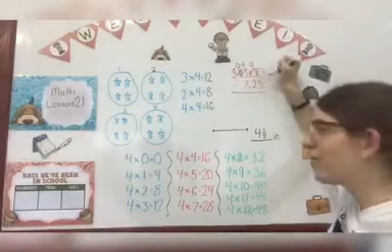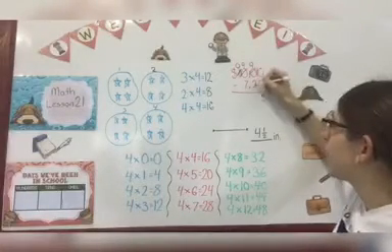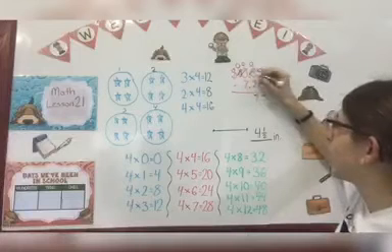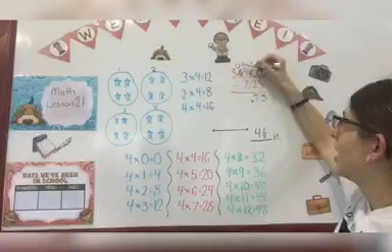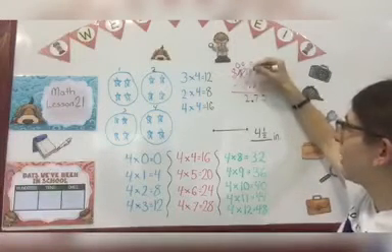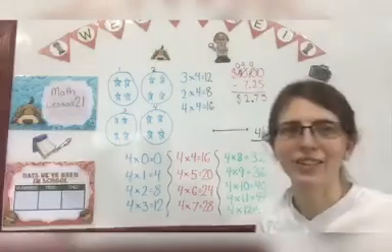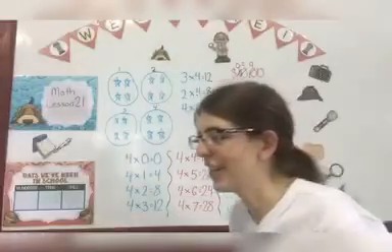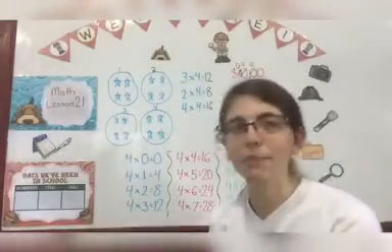10 minus 5 is 5. 9 minus 2 is 7. Here I have my decimal point, so I bring it straight down. 9 minus 7 is 2. I have a 0 left over here, so I finish up my problem with my dollar sign. Very good.